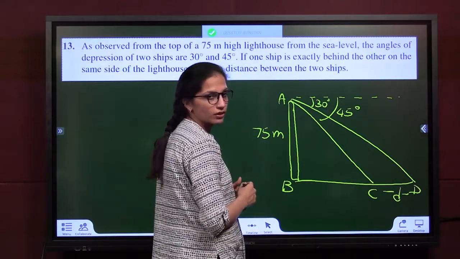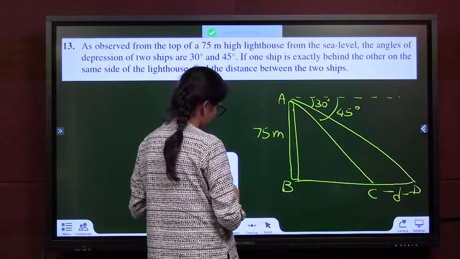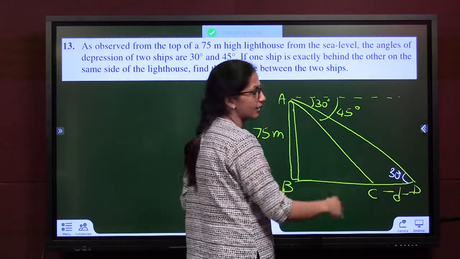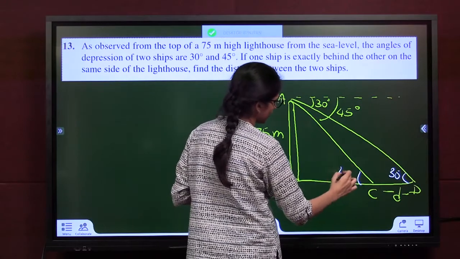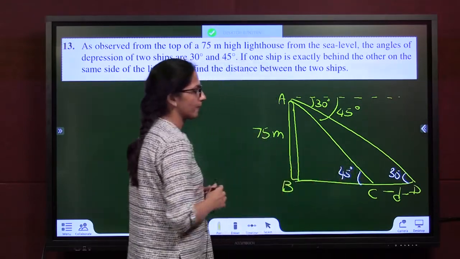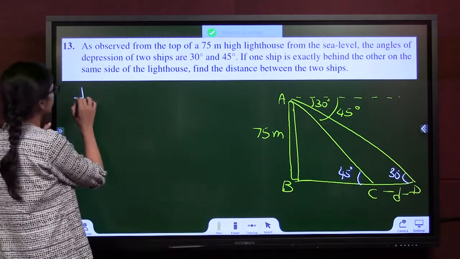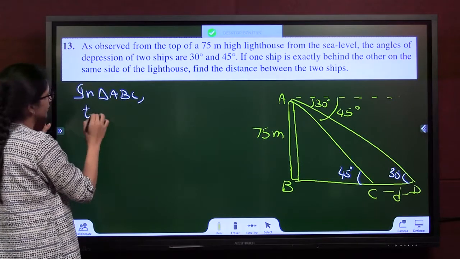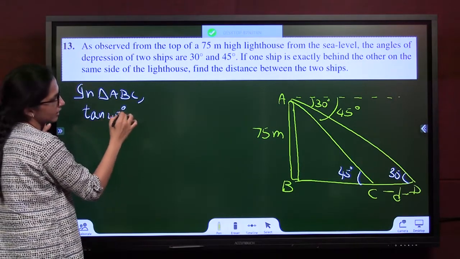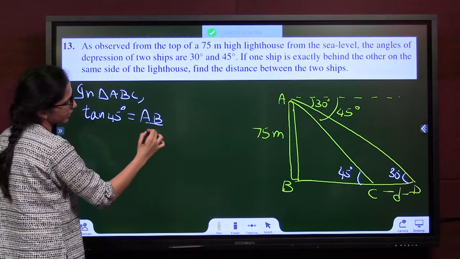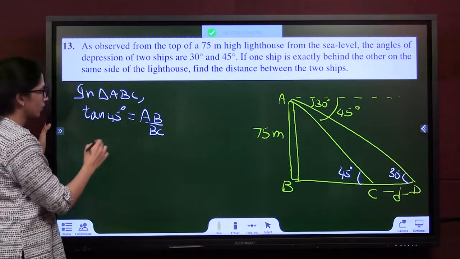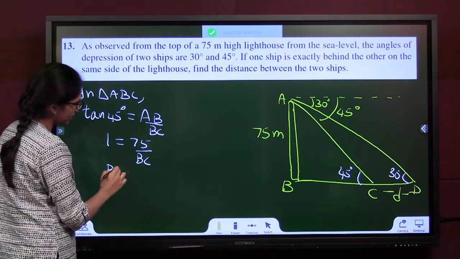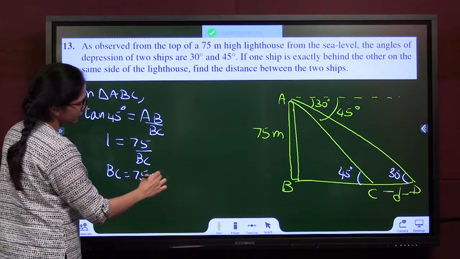Now how do we do this question? First, starting off, this is 30 degrees. So this is also 30 degrees, alternate interior angles. This is 45 degrees. This is also 45 degrees. You have two triangles. Start with both. We'll see where we go with it. In triangle ABC, tan 45 degrees is equal to AB by BC. 1 is equal to 75 by BC. BC is equal to 75 meters.